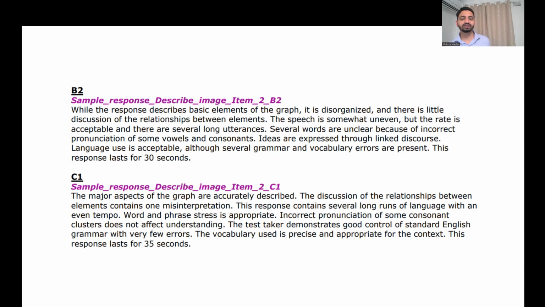Okay, C1, the major aspects of the graphs are accurately described. The discussion of the relationships between elements contains one misrepresentation. This response contains several long runs of language with an even tempo. Word and phrase stresses are appropriate. Incorrect pronunciation of some consonant clusters does not affect understanding. Yes, there is a lot of incorrect pronunciation, but it doesn't hinder the understanding. The test taker demonstrates good control of standard English grammar with very few errors, and the vocabulary used is precise and appropriate for the context. This response lasts for 35 seconds.